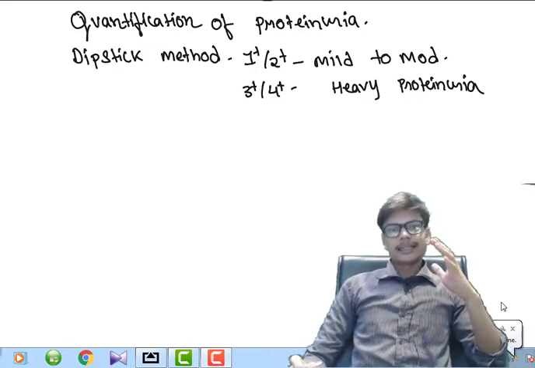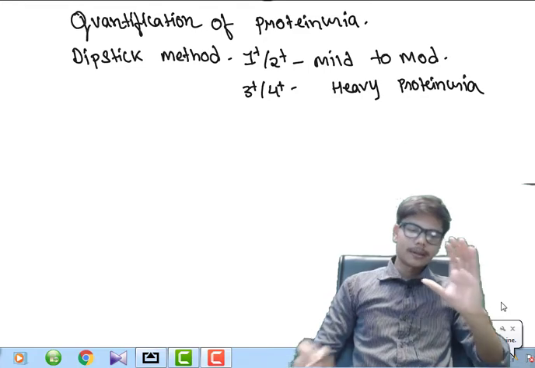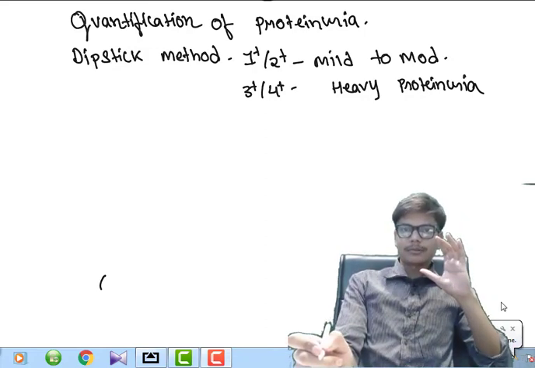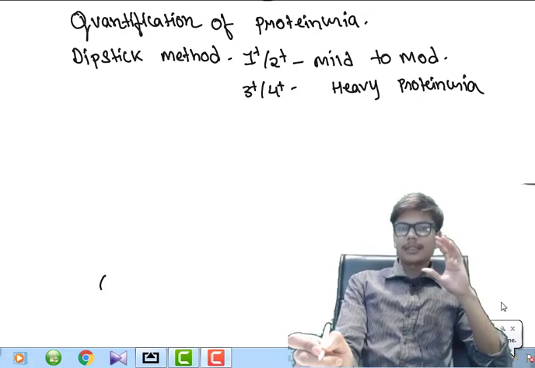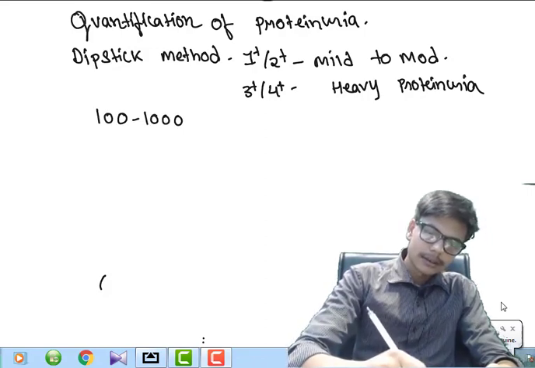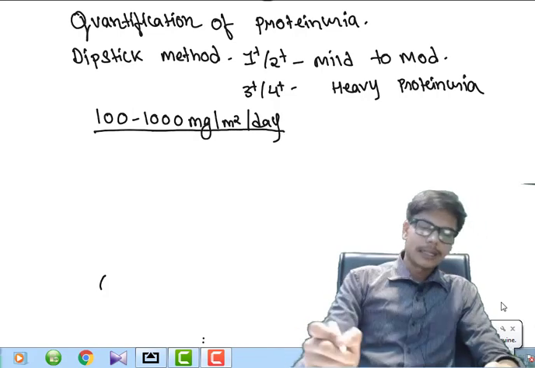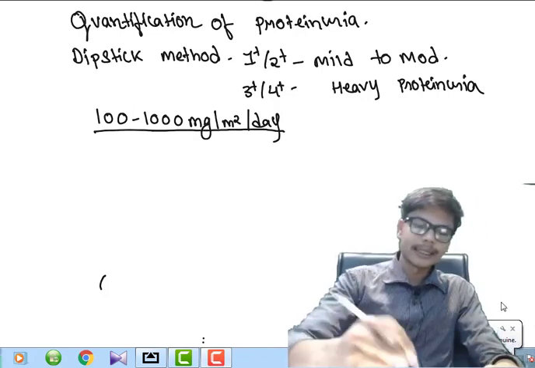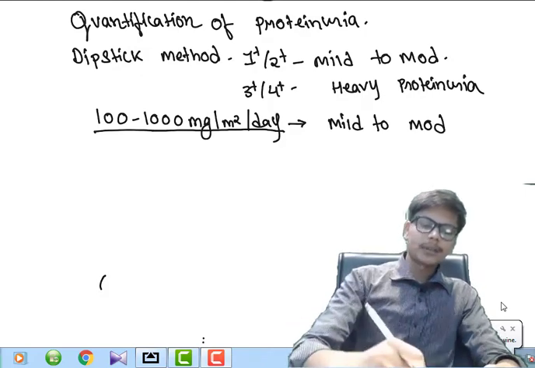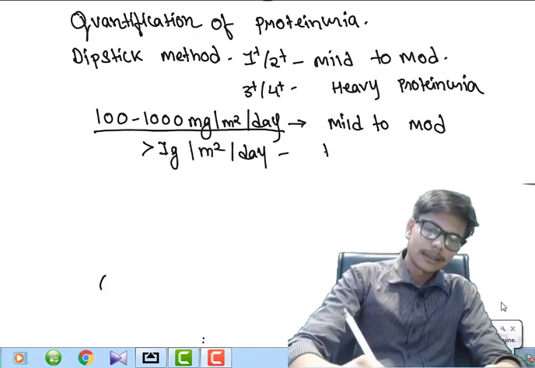We can also measure protein in urine by collecting 24-hour urinary protein, but it is practically very difficult to collect a 24-hour urine sample and measure the protein in it. But if we do so, if we measure the amount of protein in the 24-hour urine sample and get a value of 100 to 1000 milligram per meter squared per day, then this is known as mild to moderate proteinuria. If it is more than 1000 milligram per meter square per day, that is more than 1 gram per meter square per day, it is known as heavy proteinuria.